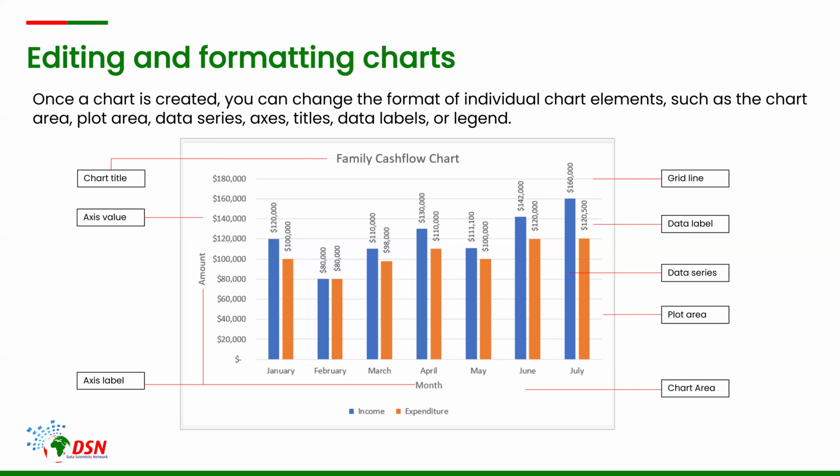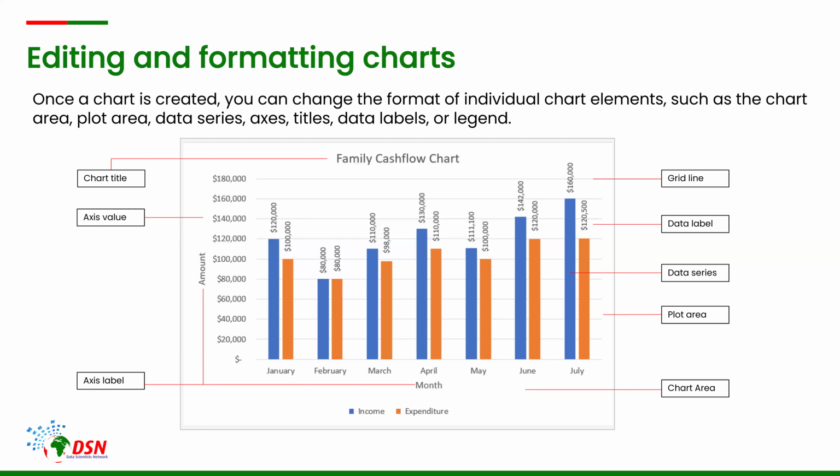The axis value is like you see those $180,000, $150,000, $140,000. Those are like the vertical axis, they are values. And we also have values on the horizontal axis. January, February, March. And then we have the axis label, which is amount and month.